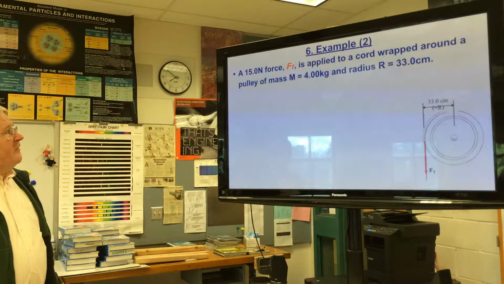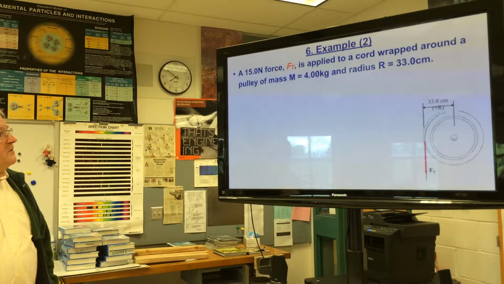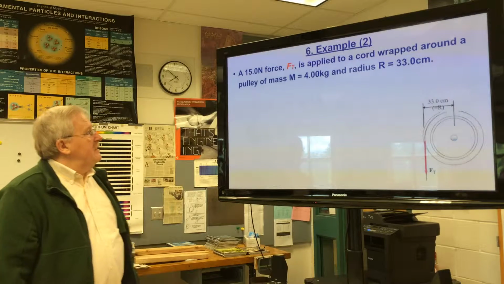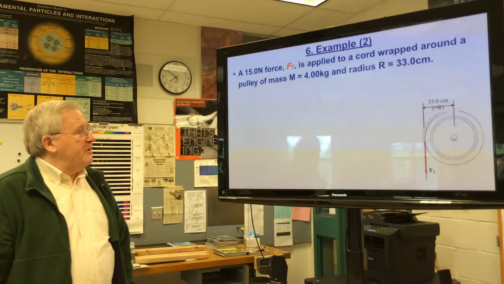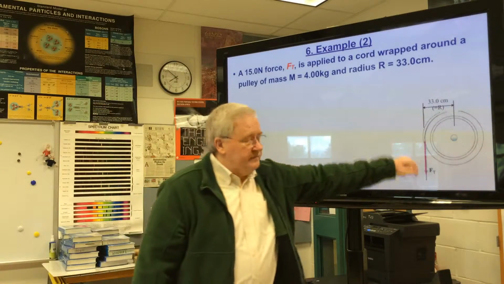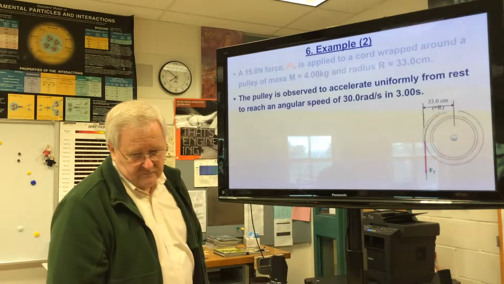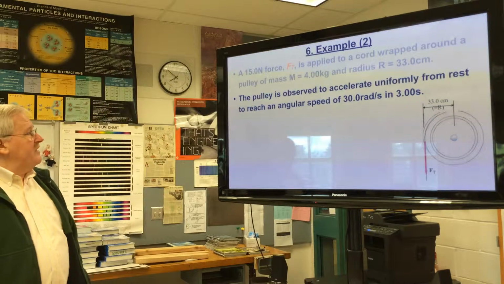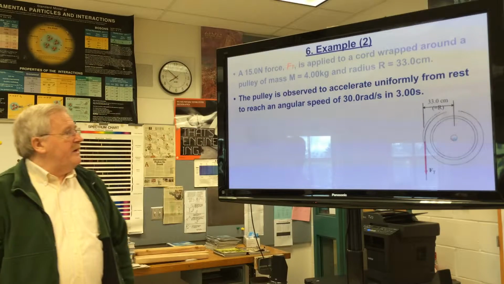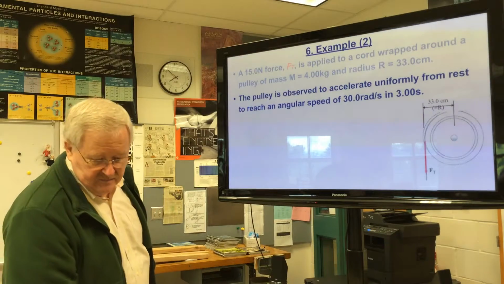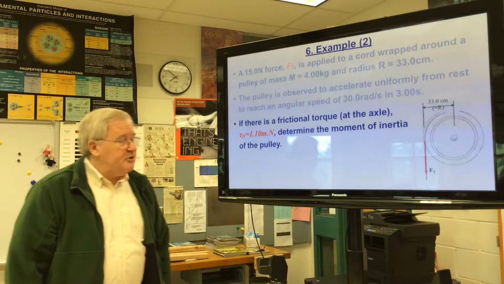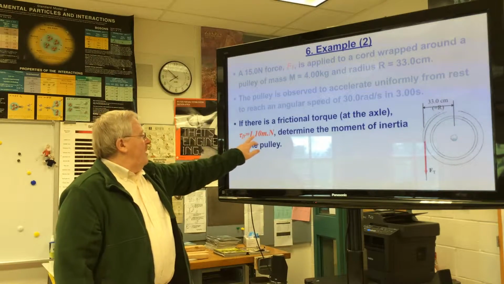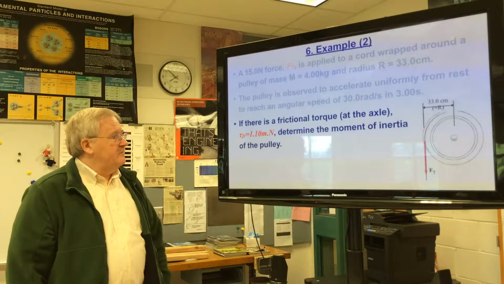So let's have a look at another example. A force of tension is applied to a cord wrapped around a pulley of mass 4 kilograms and radius 33 centimeters, shown over here. The pulley is observed to accelerate uniformly from rest to reach an angular speed of 30 radians per second in 3 seconds. There's a frictional torque at the axle of 1.1 meter newtons.